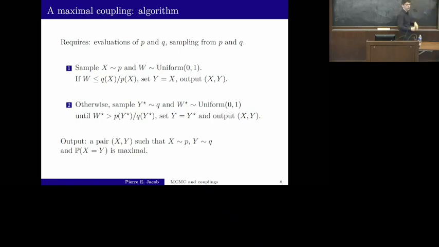But let me go through the proof. It wouldn't take too long, I think. So hopefully it's clear that X follows P because we basically draw it from P and then we don't change it. So we need to check that Y follows Q. For that, we're going to compute the probability that Y is in a certain set, and we're going to hope that it's Q of A. That's going to happen either because we stopped in step 1 or we stopped in step 2, because this is a partition of the possibilities.